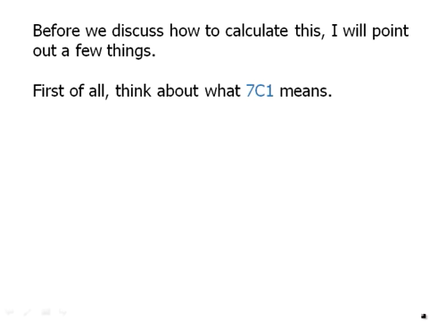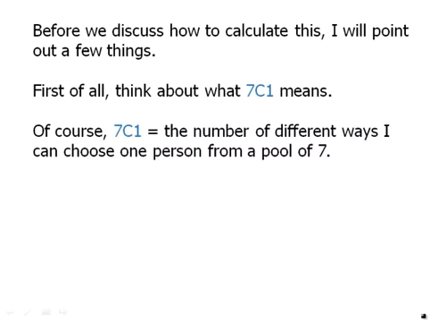First of all, think about what 7 choose 1 means. It means we have a group of 7 people and we're going to choose one of them at random. Well, how many ways can we do that? Well, there are 7 people, so we could pick any of the 7. There'd be 7 different ways to do it. So it's a number of ways I can choose one person from a pool of 7, so it has to equal 7. And in general, n choose 1 has to equal n. That's important idea number 1.